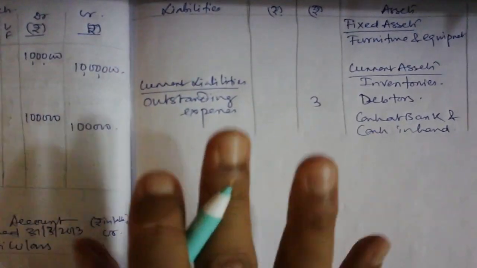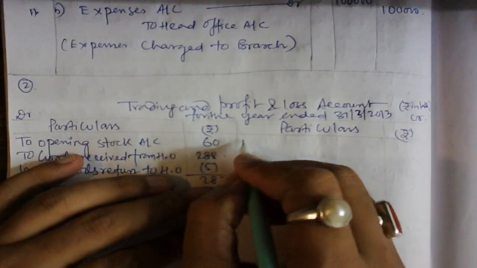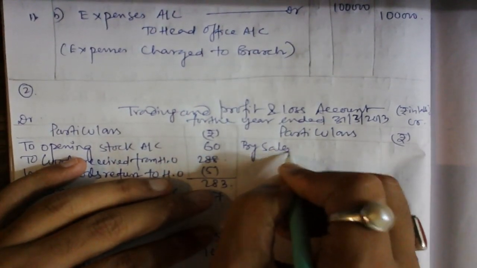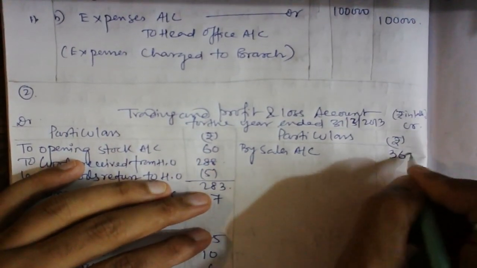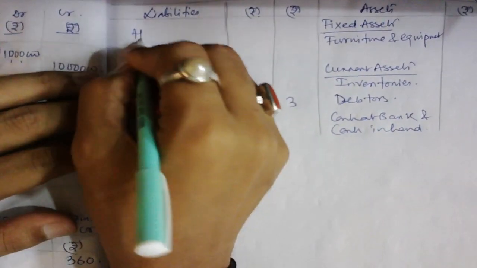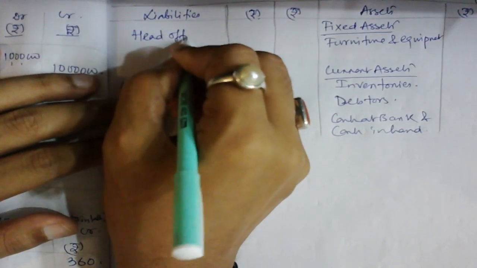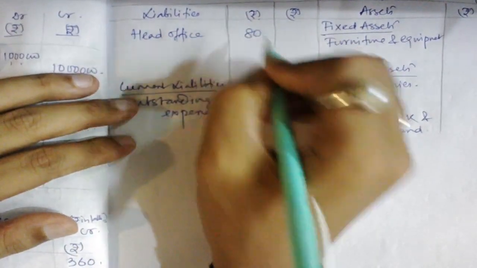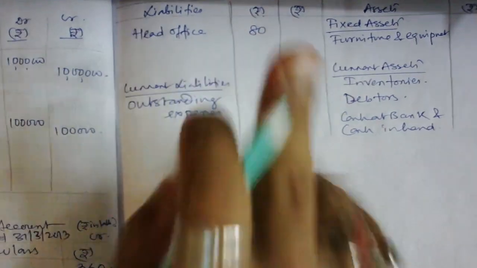Perfect. After this, goods return is done, sales we have 360 lakh, so you can write here by sales in the trading side, trading का credit side में. After this we have head office, okay, head office का balance कितना है? 80, so head office is the liability for me, so definitely you can write here head office, okay, 80 lakh. Now we have multiple adjustments, that's why you make it inner column.